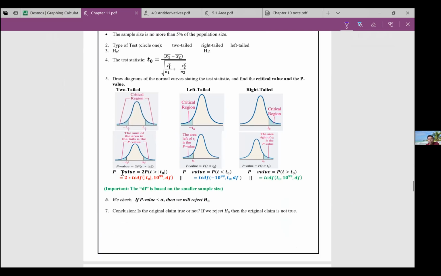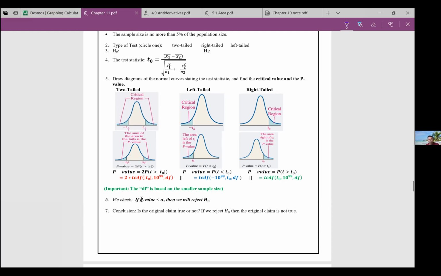Find the p-value, so it doesn't change much from what we saw in chapter 10. We still have two tail, where we find the absolute value of t naught and then multiply it by 2. For the left tail, same thing, tcdf of negative 10 to the 99, t naught, and the degree of freedom. And then the right tail, tcdf of t naught, 10 to the 99, and degree of freedom. And remember, the degree of freedom is based on the smaller sample size. So that's something we need to look out for.